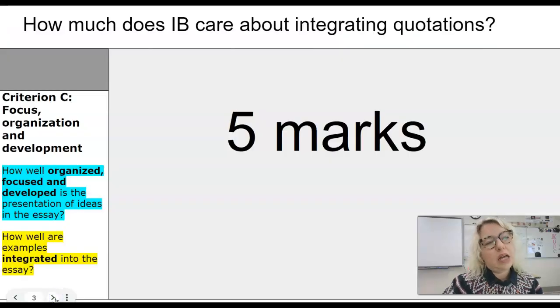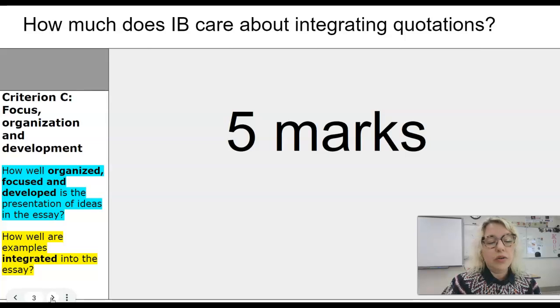All right, let's talk rubric again. So Criterion C is where we're at. Focus, organization, and development. We talked about integrating quotes first, and now I'm talking about this other part, the blue part. How well organized, focused, and developed is the presentation of ideas in the essay? You're going to get 5 marks for Criterion C for both organization, focus, and development, and integrating quotes.